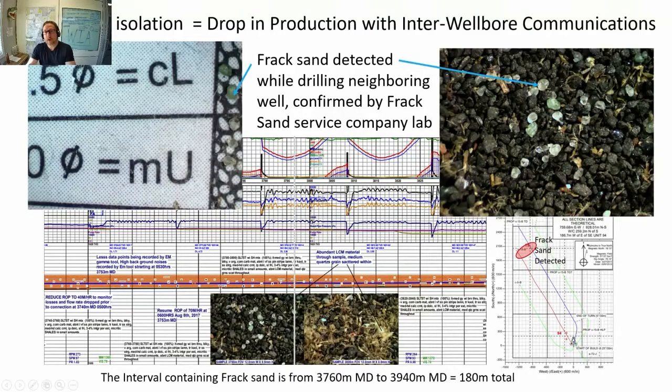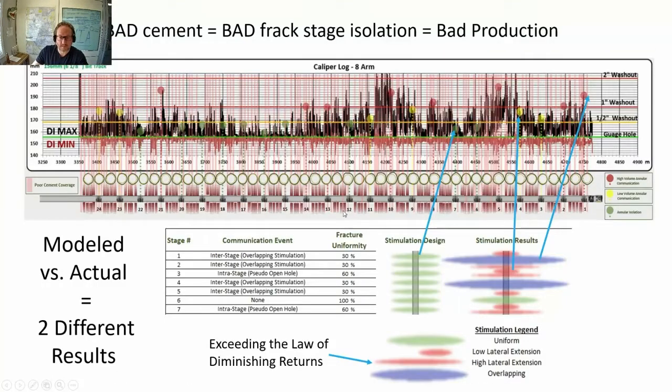If we do not get proper frac stage isolation, we end up with frac sand in neighboring wells. And this one, we drilled through it. There's a 180-meter section where we were picking frac sand out and fluids invaded our mud system.